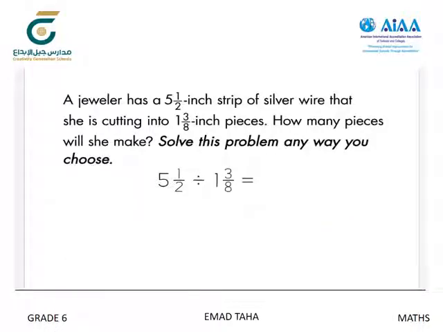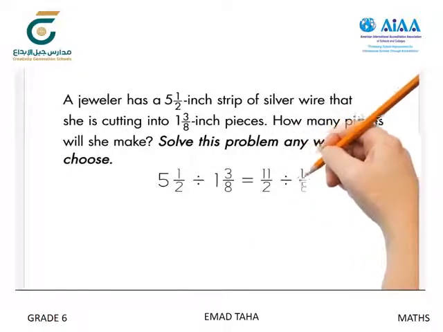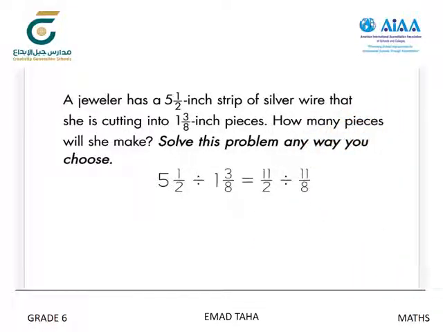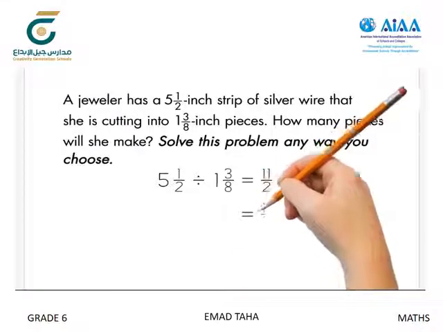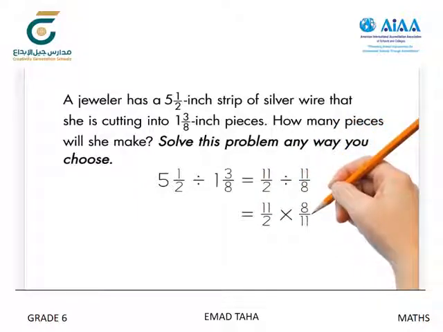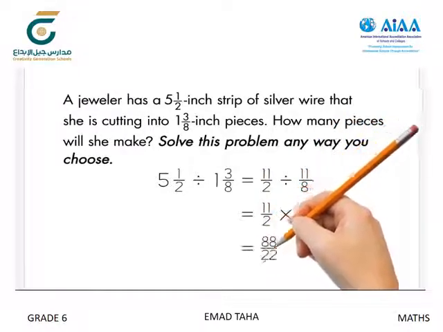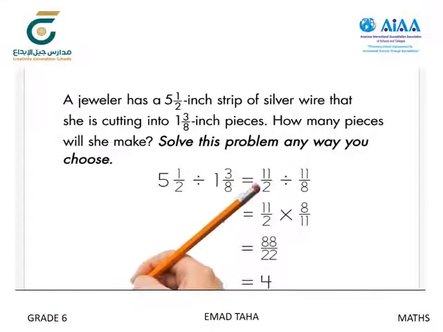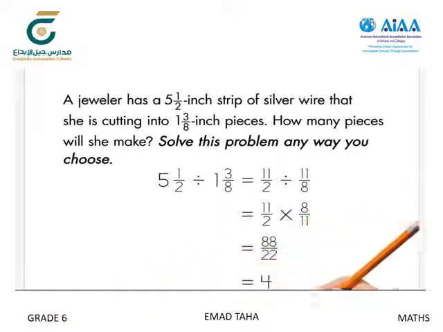Listen and look for other students who use the algorithm for dividing fractions. These students start by rewriting each mixed number as a fraction. Then, they use what they already know about dividing by fractions to rewrite the division problem as a multiplication problem. Dividing by 11/8 is the same as multiplying by 8/11. Finally, they multiply to find that the jeweler will make 4 pieces of wire.